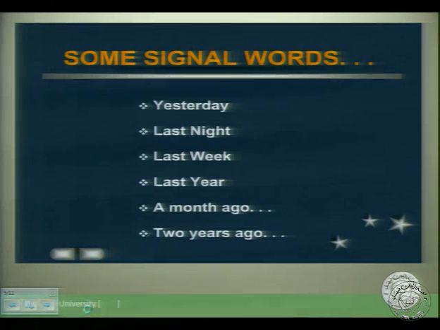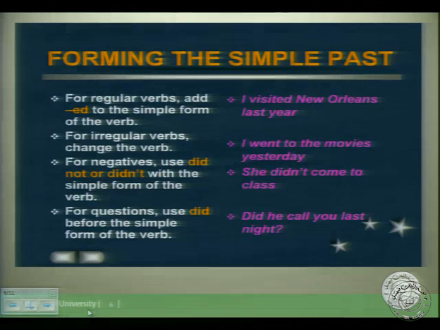Signal words: yesterday, last night, last week, last year, a month ago, 2 years ago. So when you see these signal words in the sentence, you know that these signal words are used for the past tense. Here are some forming and spelling rules. For regular verbs, add ed to the simple form of the verb. I visited New York, or is it New Orleans, last year.